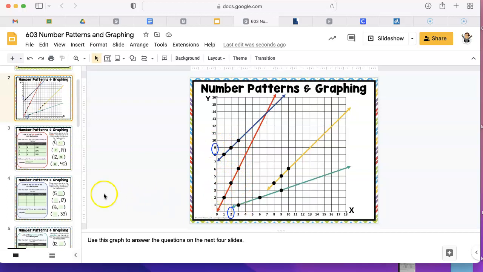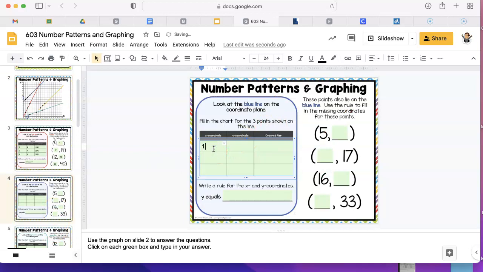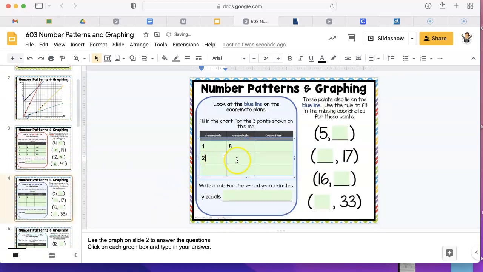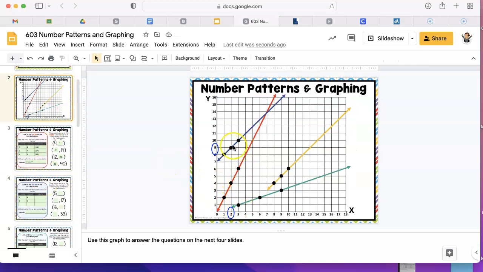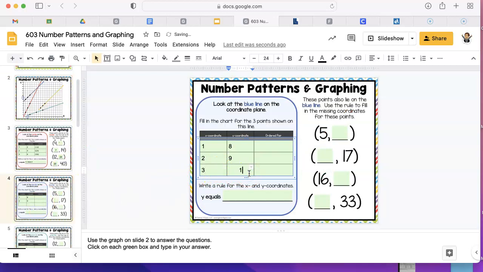Okay, so 1 and 8. 2 and 9. Next one. Don't fall asleep on me now. 3 and 10. Now it's time to put the ordered pair together. Find the pattern.